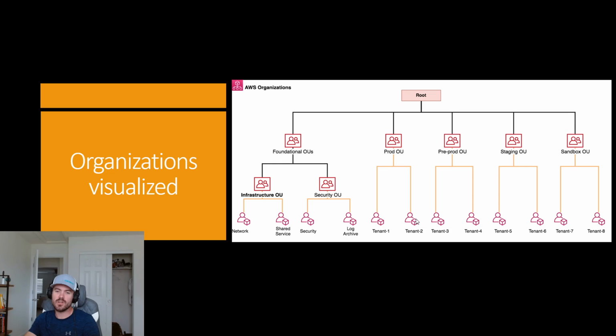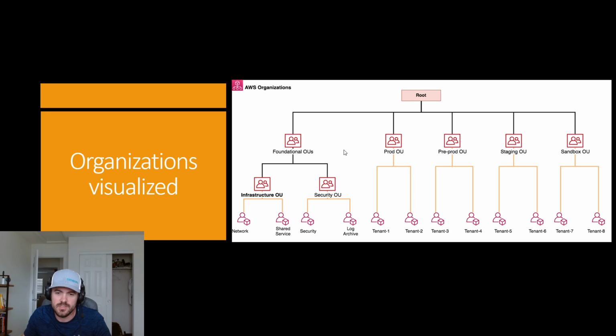So prod OU, tenant 1 and 2, that's account 1, account 2, account 3, account 4, and so forth. But you can also have nested OUs. So if you'll notice over here, foundational OUs, you've got the infrastructure OU, which has your network account and your shared service account. And then you've got the security OU, which has the security and the log archive accounts. Okay. So this is what an organization would actually look like. You've got the root account, some OUs up here, and then again, you can also have nested OUs. And then individual accounts are what actually live within OUs.